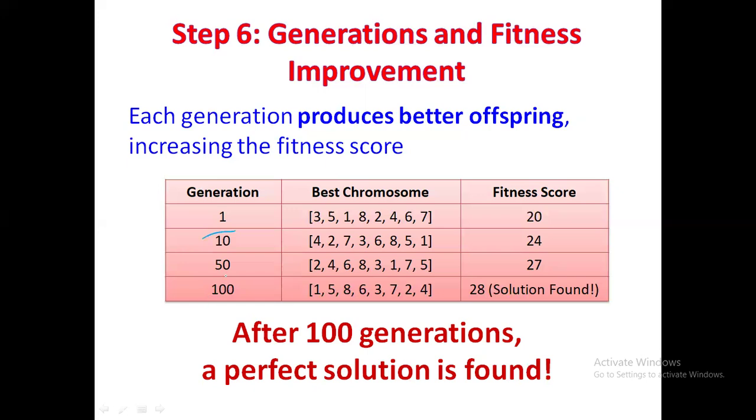The number of generations depends on the complexity of the problem and the size of the population. Typically, the algorithm continues until one chromosome reaches the maximum fitness score of 28, or a predefined number of generations. So we will randomly define 100; when it is reached, we are going to stop the algorithm. For example, in generation 10, if you take 4 7 3 6 8 5 1, the fitness score is 24, and in generation 50, 2 4 8 1 7 5, the value is 27. And if you go to the 100th generation, we find the optimal solution.